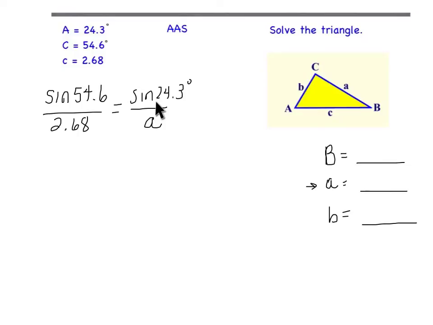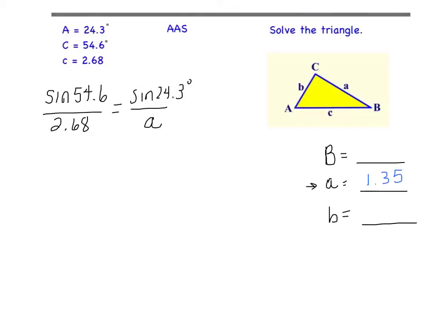Right, that needs to be in degree mode, so make sure, stop the tape, make sure it's in degree mode. You should be following along and doing this on the calculator at the same time so you can practice it. 2.68 times sine of 24.3, and hit enter, and then hit divided by the sine of 54.6, close the parentheses, hit enter, and when you do that, you will get the answer of 1.35. And that's a side, so it's not degrees. Don't put degrees on it.